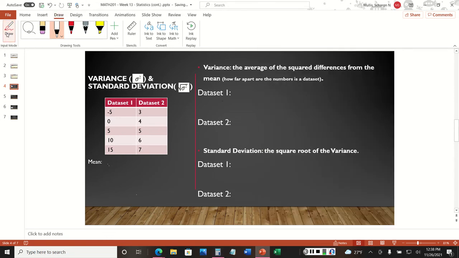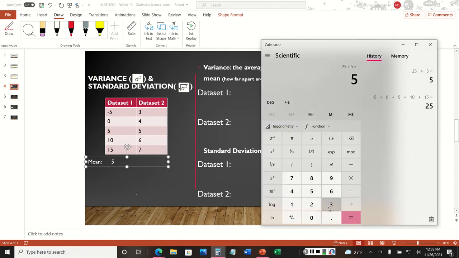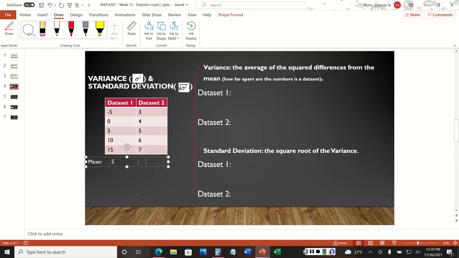I'm going to go ahead and put that in here. So the mean for that one is 5. Now we're going to figure out the mean for data set 2. We're going to do the same thing and add all of the numbers: 3 plus 4 plus 5 plus 6 plus 7. That equals 25, and we divide that by 5. That gives us a mean of 5 for data set 2.